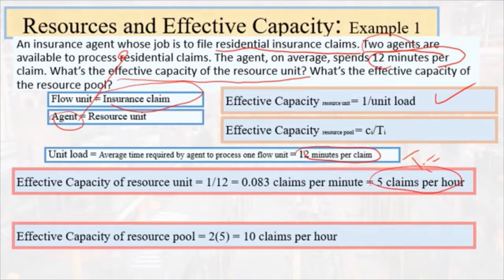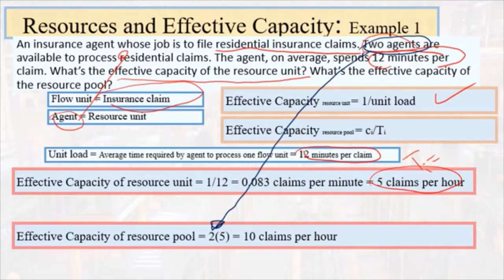Now the effective capacity of the resource pool: because we know there's 2 agents, we just take these 2 agents and multiply them by what we got in terms of the effective capacity of the resource unit. So we know the effective capacity of one resource unit happens to be 5 claims per hour, we multiply by 2 and we get 10.